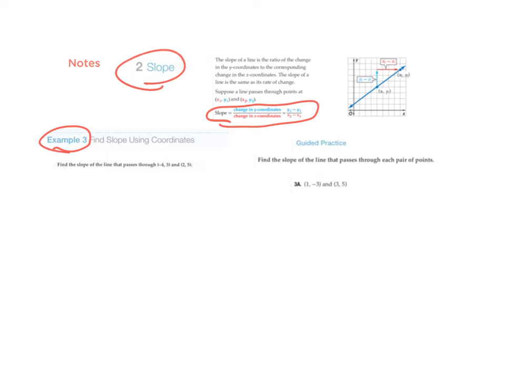We have our two coordinates. So I'm going to do the change, and I'm just going to take the first y, 3, and subtract it from 5. And I'm going to put my first x, and subtract it from 2. And when I do that, I'm going to get a negative 2 over a negative 6, which reduces to 1/3.